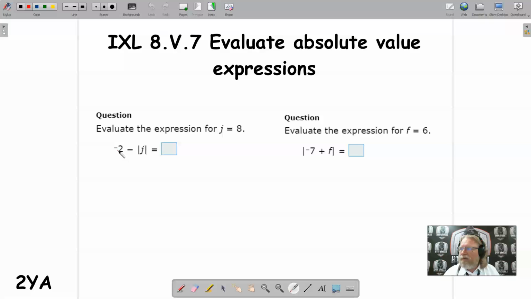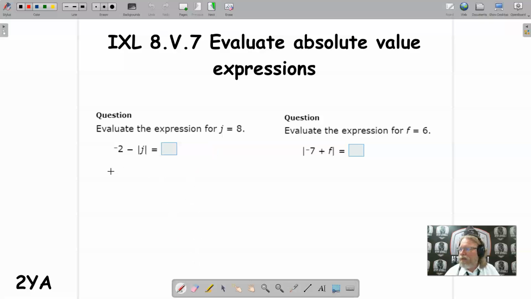So our first example here is -2 minus the absolute value of j. Well, j is a variable. It is a symbol that represents a value that can change. And in this case, that value is supposed to be 8. So we're going to rewrite and substitute it in. Then we'll take the absolute value of the 8 that we're substituting in, and then we'll go ahead and work it down to a final answer. And that's what it means to evaluate, right?